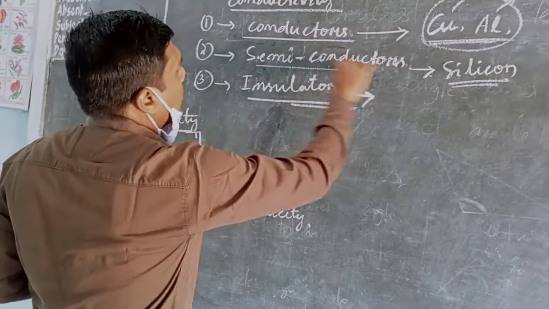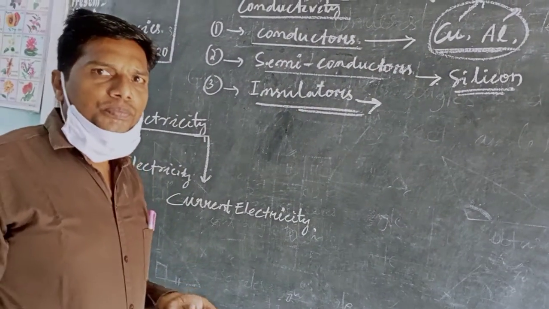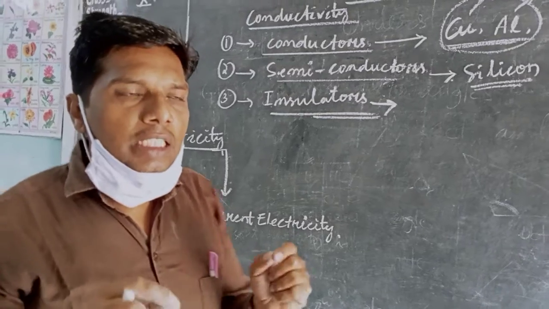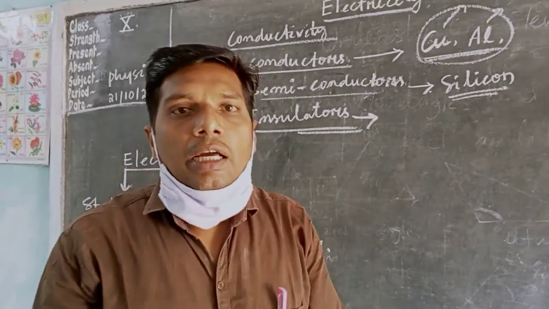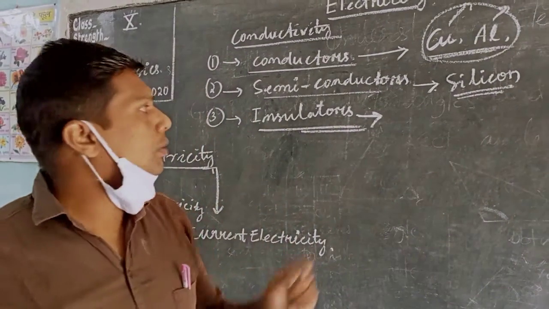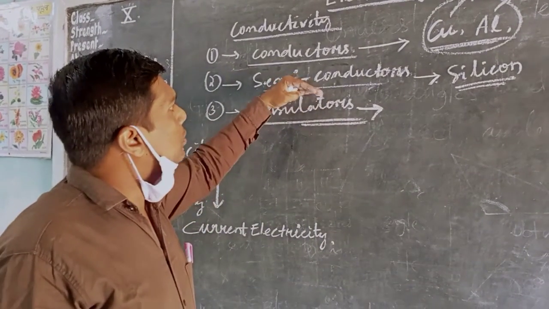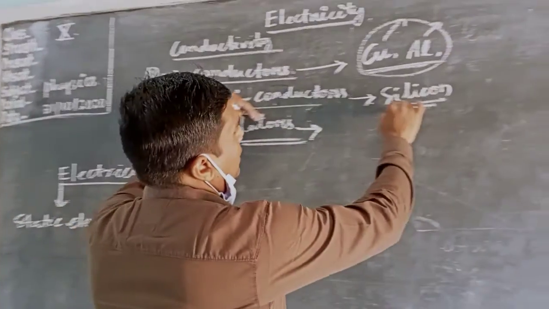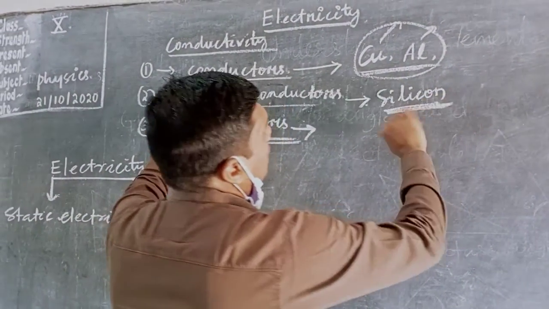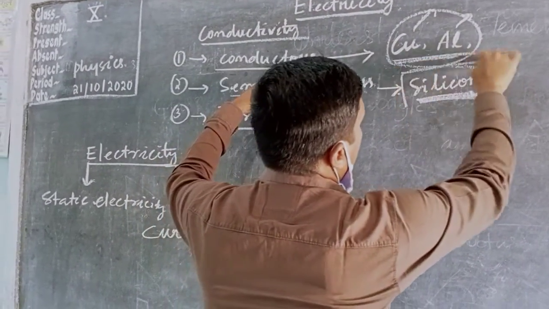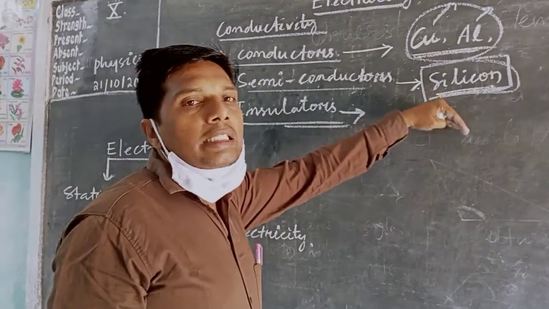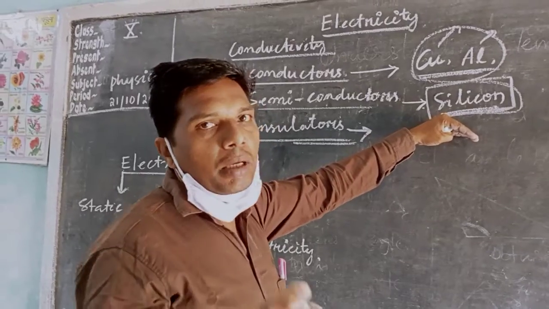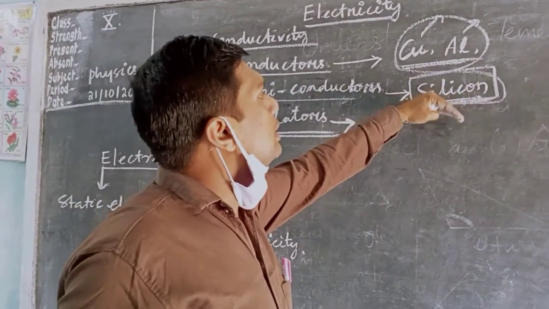Another is the semiconductor. A semiconductor is also a substance which can allow a little amount of current to pass through it. So this is known as a semiconductor. Suppose we take one example, that is silicon. Silicon is a semiconductor. A little amount of current can pass through silicon.